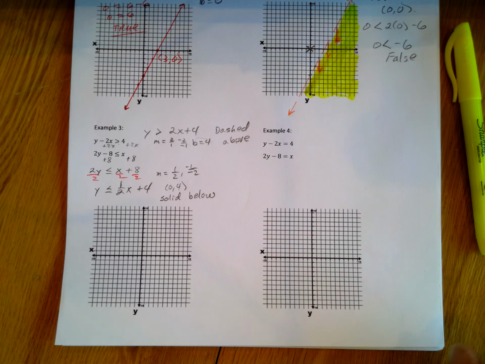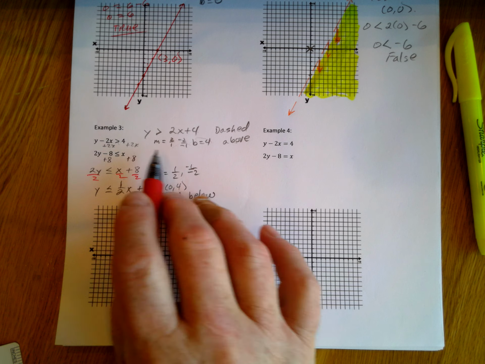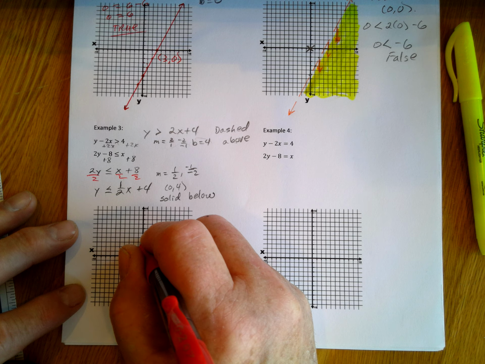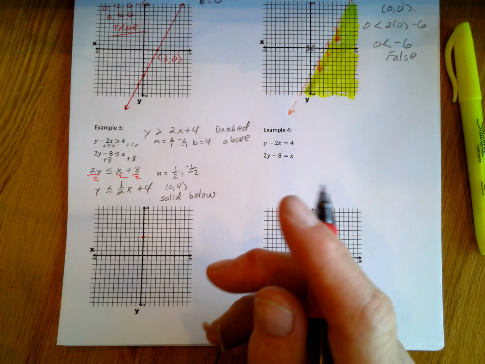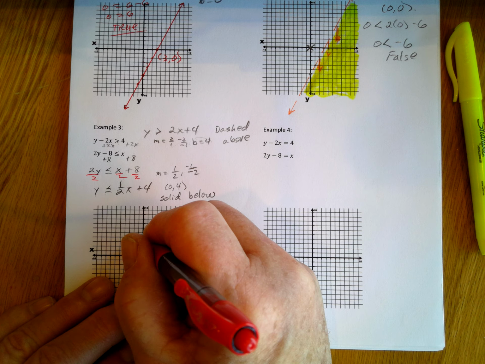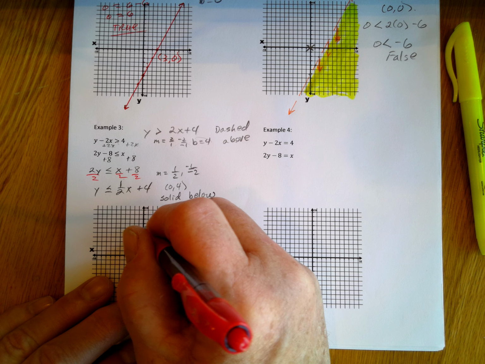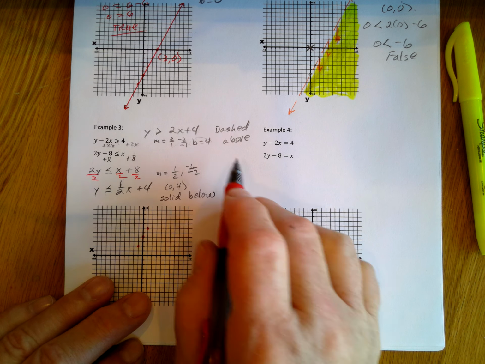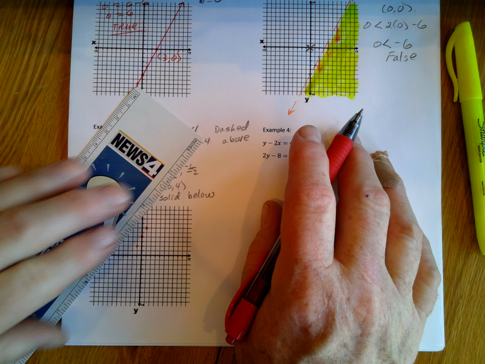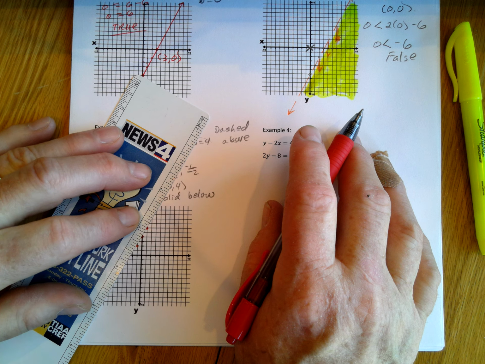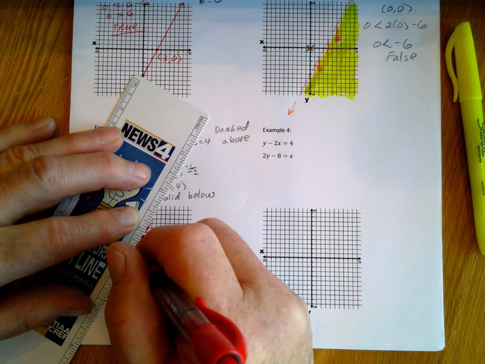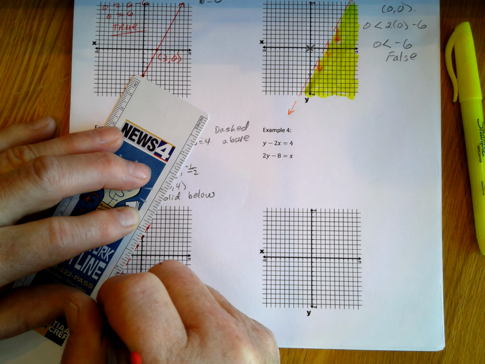Okay, so let's take red for the first one, and we're going to start at b equal 4. 1, 2, 3, 4. Okay, and my slope is up 2 and right 1, or down 2 and left 1. It's dashed, and it's above. So I'm going to go like this, like this, like this, and just make a dashed line off the grid.